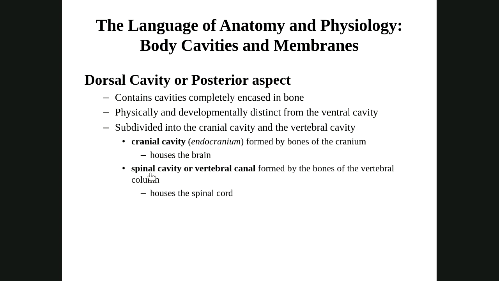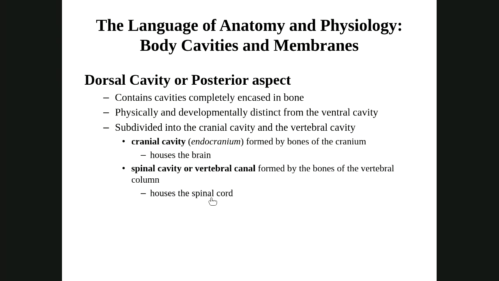Okay. Now the second type of question I might ask you: tell me the name of a cavity inside of another cavity, and also tell me what organ is in that cavity. So here I may say, tell me one cavity inside of the dorsal body cavity, and tell me what organ is in there. So you could tell me either cranial cavity with the brain or spinal cavity with the spinal cord.